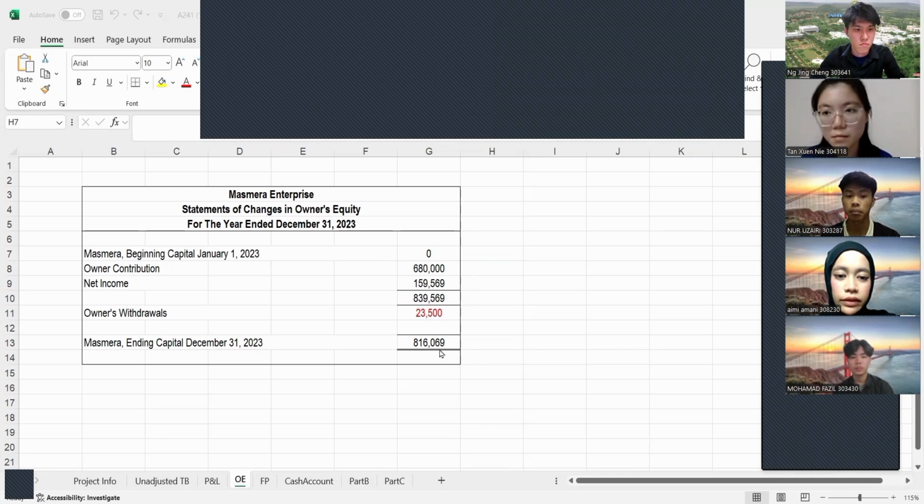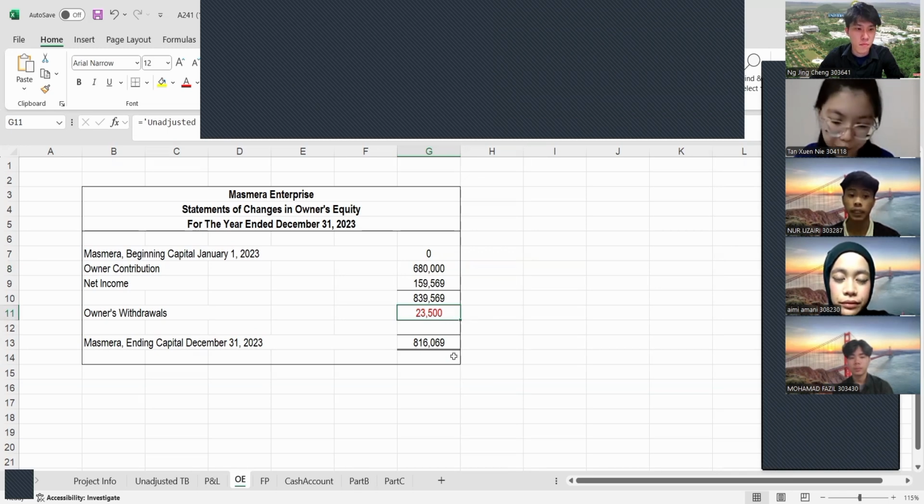Owner's capital increases when there's an owner's contribution or when the business earns a net income. For instance, in this statement, there is a contribution of 159,569 and a net income of 680,000, which adds to the capital. On the other hand, capital decreases when the owner makes a withdrawal, like the 23,500 shown here.